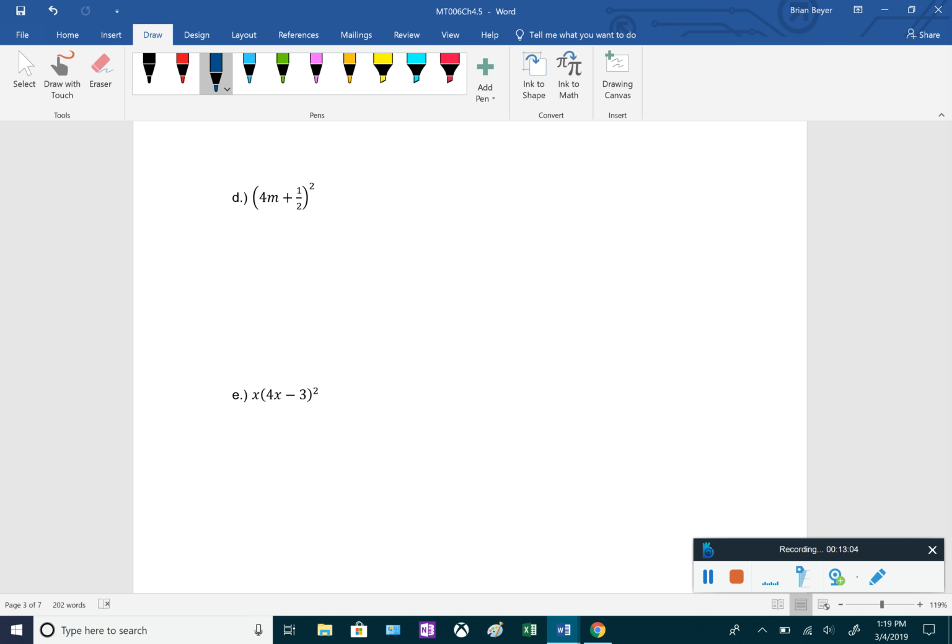Next one, 4m plus 1/2 squared. So it's the first one squared plus 2 times both of them multiplied together plus the last one squared. 4m in parentheses squared is 16m squared. 2 times 1/2 times 4 is just 4, so plus 4m. 1/2 squared is 1/4, so there is our answer.